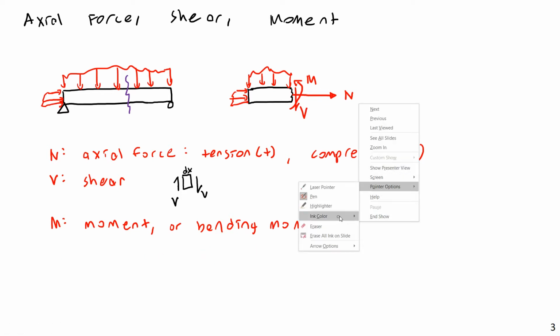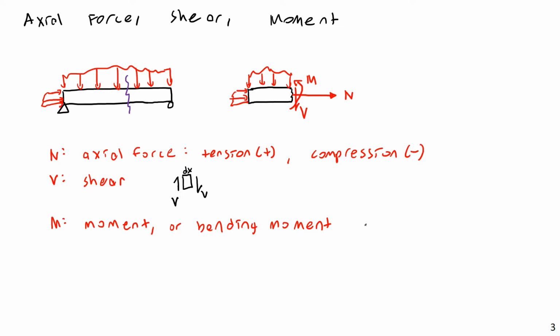And so if you have an element that's undergoing bending, it wants to distort like this, for example. Well, something like that.